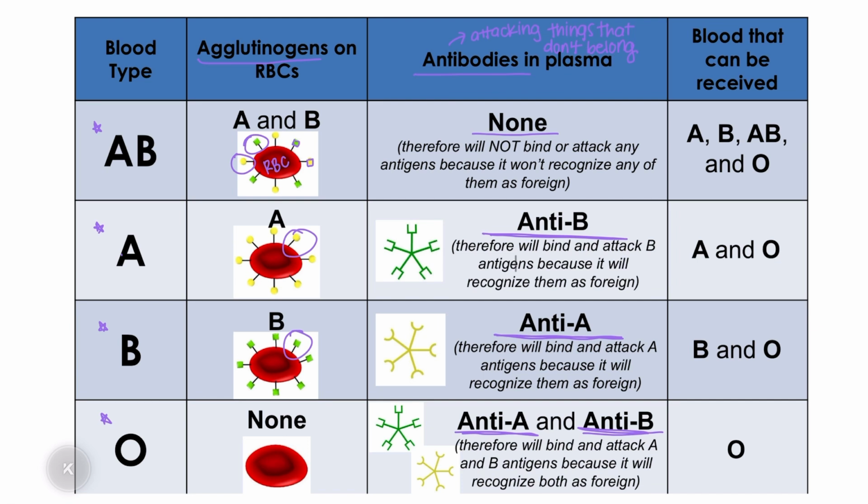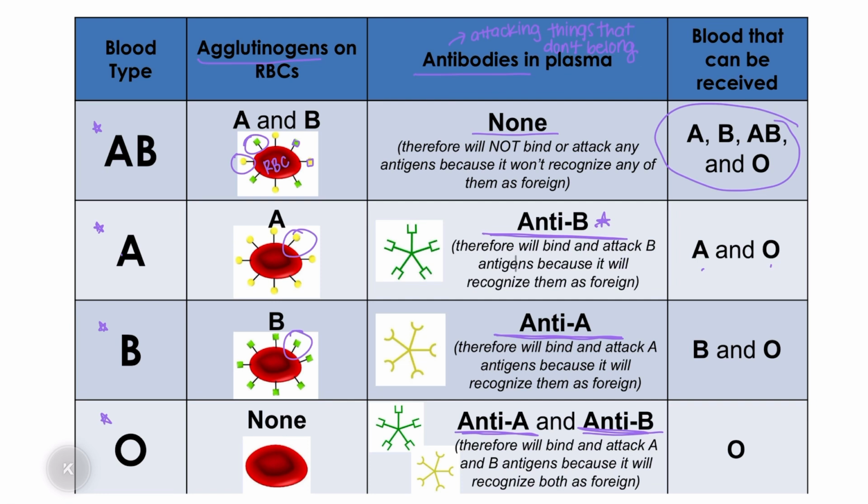So if you are blood type AB, you can literally receive whatever because you do not have any antibodies, so your body's not going to attack anything. So you can get blood type A, blood type B, blood type AB, or blood type O. If you're blood type A, you can only receive A and O because your body has anti-Bs. So anything that would have a B on it, you can't get because your body will attack it.